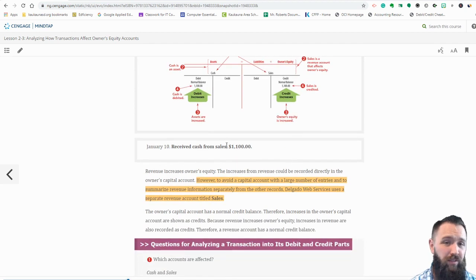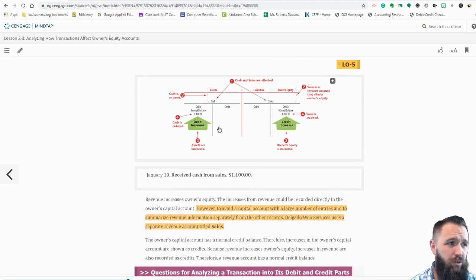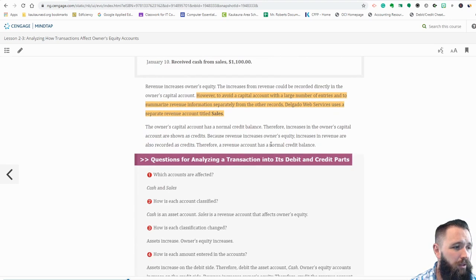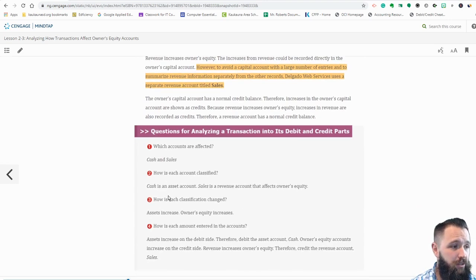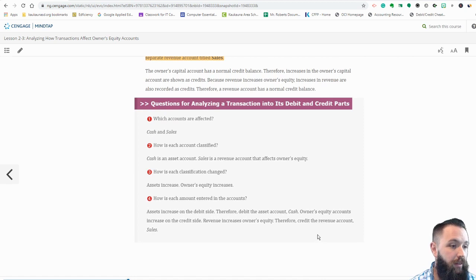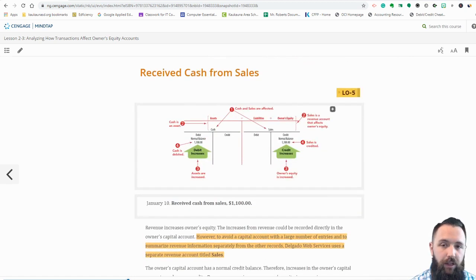So here we received that cash. So we debit cash. And then how do we increase sales? We must credit sales as well. So which accounts are affected? Cash and sales. How is each account classified? Cash is an asset. Sales is a revenue. Remember, sales is a revenue that will affect our owner's equity. How are they changed? Assets increase, owner's equity will increase, and then assets on the debit side, and then owner's equity will increase on the credit side. Just like this, okay?